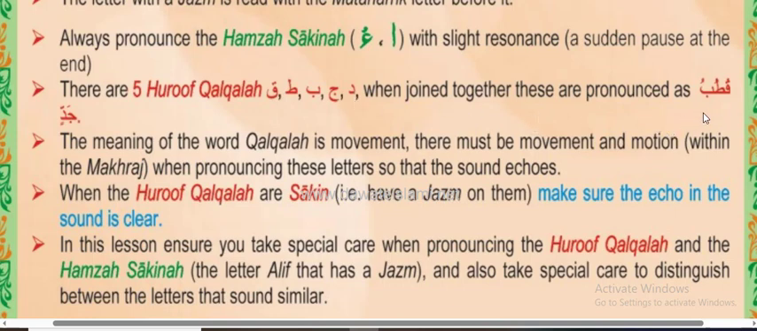For example, if you feel that you forget some of the letters out of it, or you feel that it is hard to memorize all these letters, then if you memorize the combination, there will be no mistake ever, inshallah. So the combination is qutubujad. Whenever the sign of sukoon comes over any of these 5 letters, then we have to make the sound echoing. That is called qalqala in Arabic.